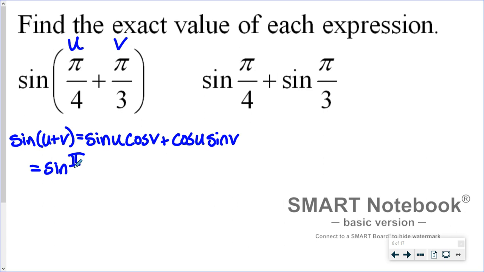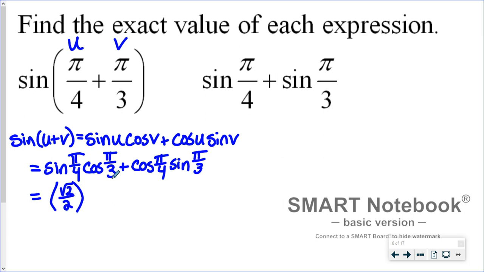sine of pi over 4 times cosine of pi over 3 plus cosine of pi over 4 times sine of pi over 3. All right, so of course we can get all of these values from the unit circle, right? So sine of pi over 4 is simply square root of 2 over 2. Cosine of pi over 3 is 1/2. Plus cosine of pi over 4 is also square root of 2 over 2. And sine of pi over 3 is square root of 3 over 2.